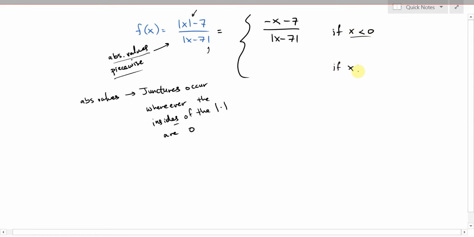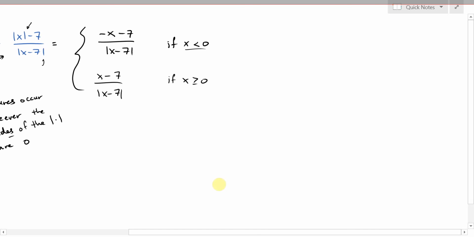On the other hand, if x is bigger than or equal to 0, the absolute value of x is just x. So that should be an x minus 7 on top over the absolute value of x minus 7. Which equals what?